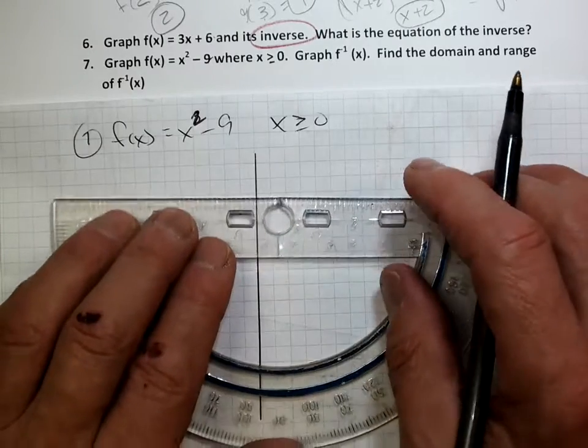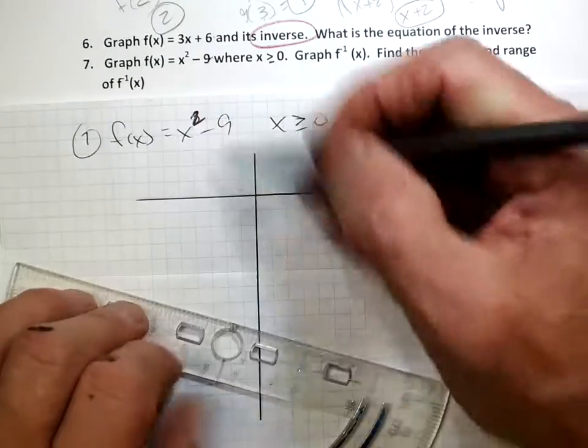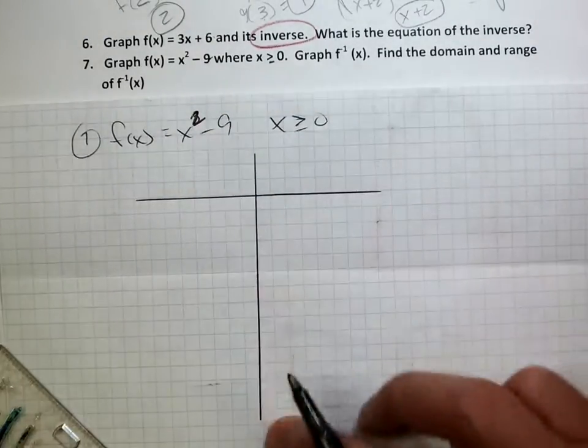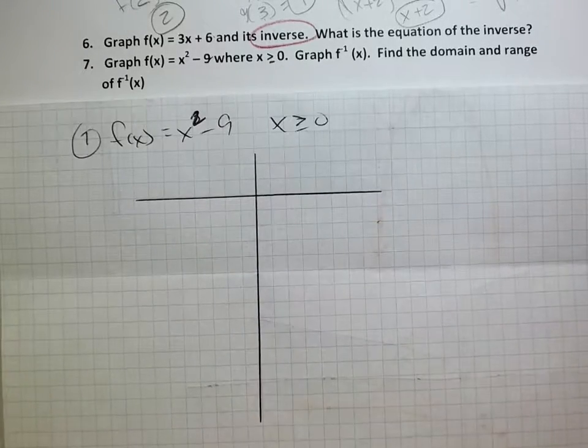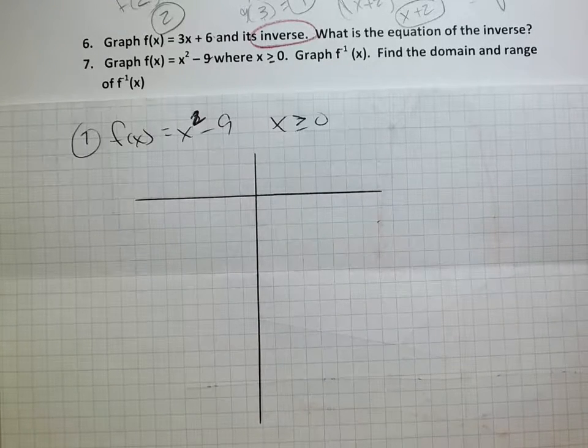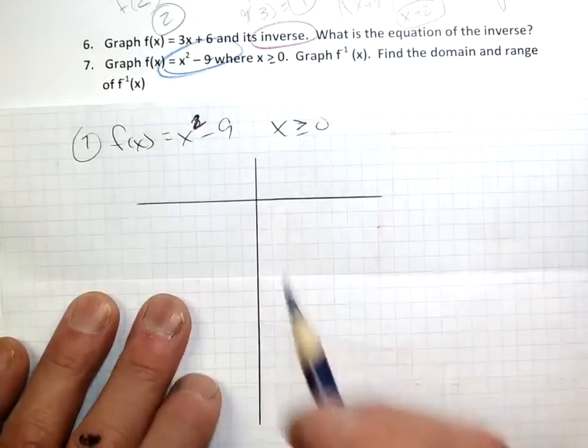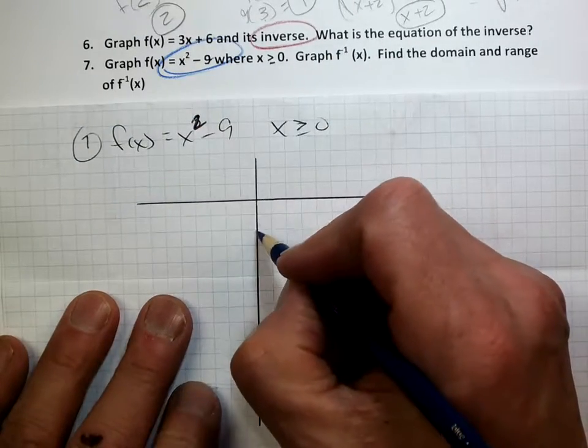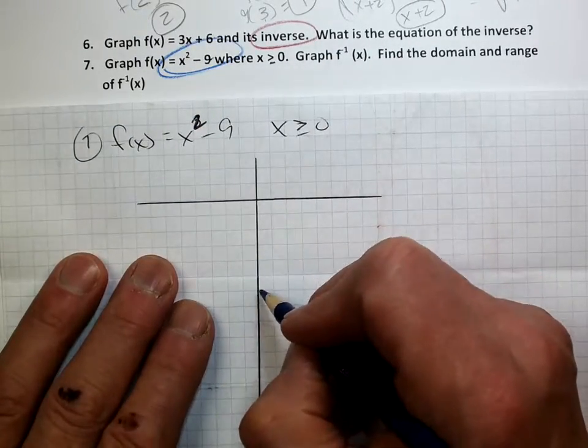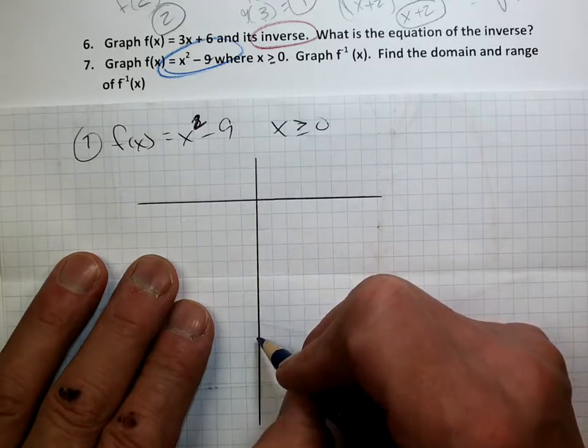I know it's -9, so I'm going to start there. I got to go all the way down to -9. So I made my axis this way. I need to go down to -9. Okay. So let's put that one in blue. 1, 2, 3, 4, 5, 6, 7, 8, 9.